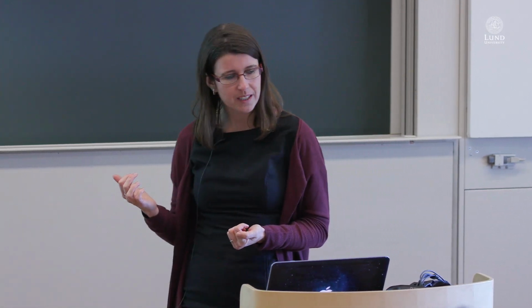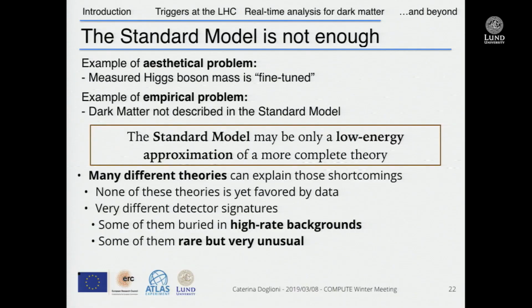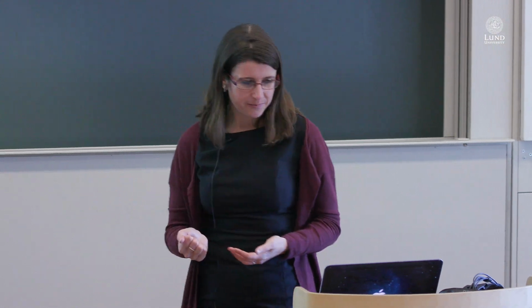There are also empirical problems, that there are things that astronomy sees that we don't explain. Dark matter is one of them. And I will explain a bit more about that later. So this makes us think that the standard model may be a low energy approximation of a more complete theory. So how to find the hints of the next thing? Well, we have theorists, and the theorists can explain these shortcomings, but so far none of this is favored by data. So they predict very different things in the detector. Either things that are buried in high-rate backgrounds that we might be discarding with the backgrounds, or something that is rare and unusual, and we're not taking that because we haven't thought about that yet.